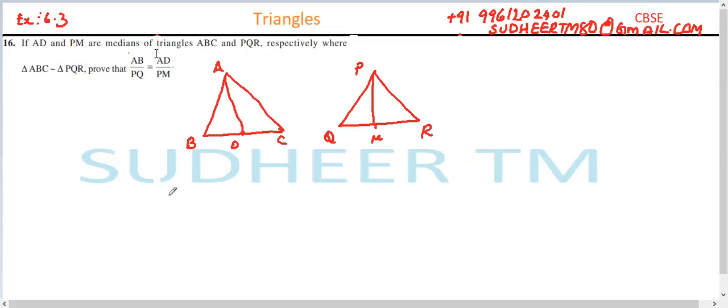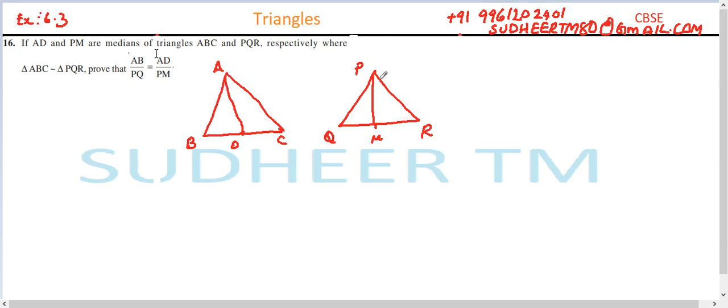Question number 16, exercise 6.3, triangle chapter. We have two triangles here, triangle ABC and triangle PQR. AD is the median to triangle ABC and PM is the median to triangle PQR. And here it is given that triangle ABC is similar to triangle PQR. What we need to prove?